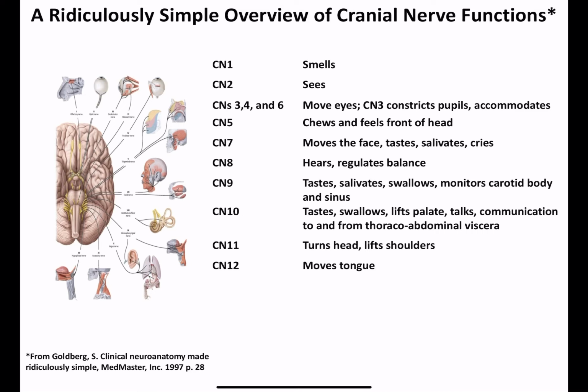Cranial nerves 3, 4, and 6, right? So the oculomotor, trochlear, and abducent nerves, those are going to be the ones controlling the extraocular eye muscles. Depending on the level in the brainstem, they will originate and reach towards the eye. And what they are trying to accomplish is a motor function, right? They are trying to control the eye muscles.